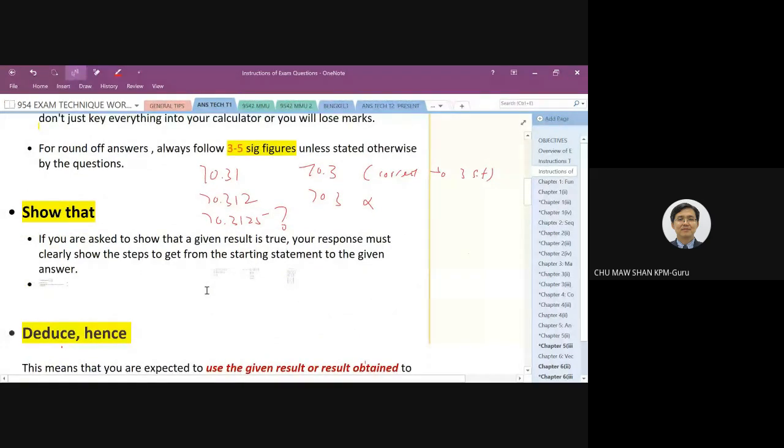If you are asked to show that a given result is true, your response must clearly show the steps to get from the starting statement to the given answer. Okay, this one I will show later using the question paper.